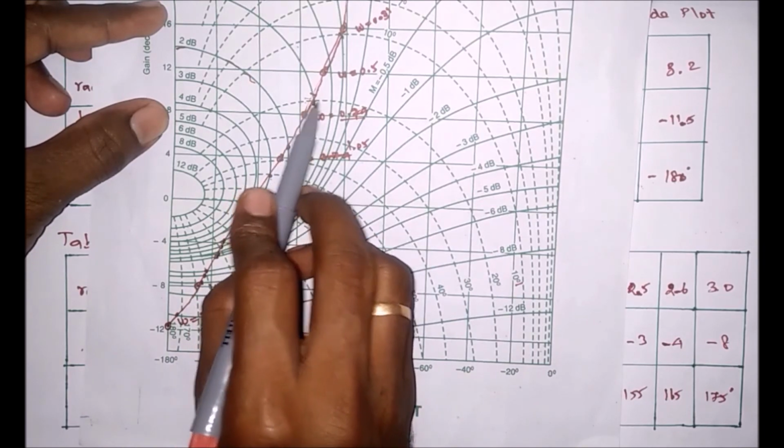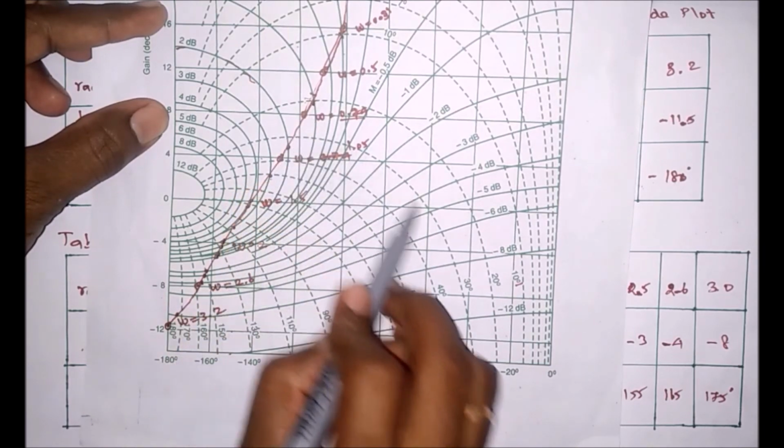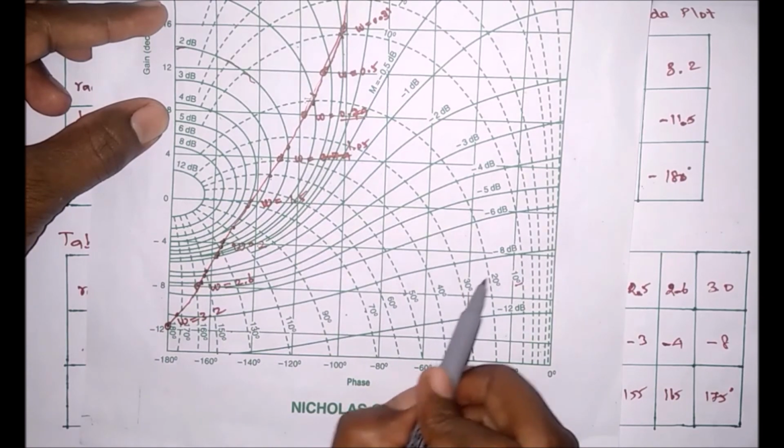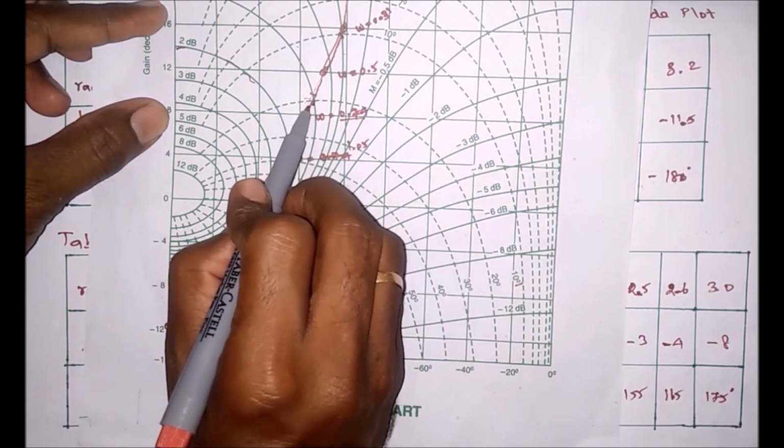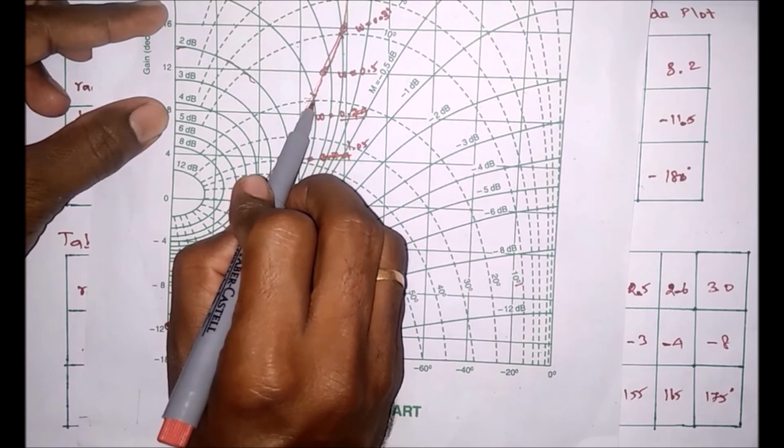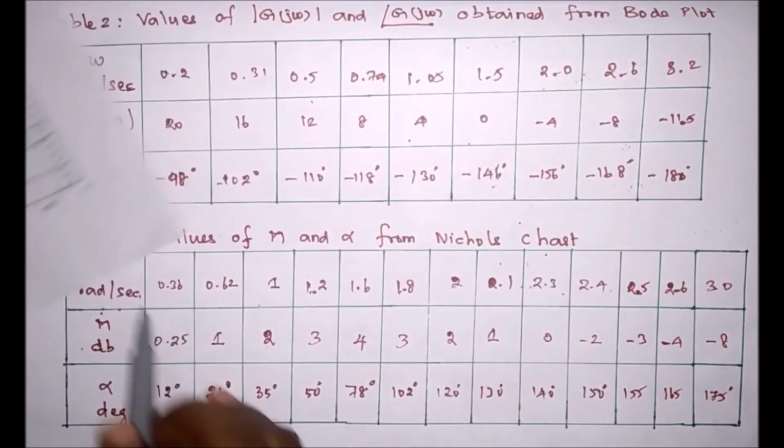So this point is between these lines, so the angle is in between 20 and 30. So it may be 22. Like that we have to select the angle and also omega. So we have to complete this tabulation.